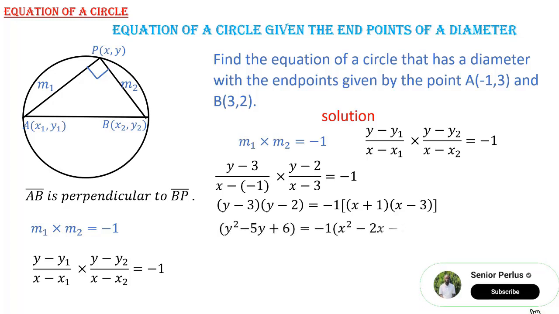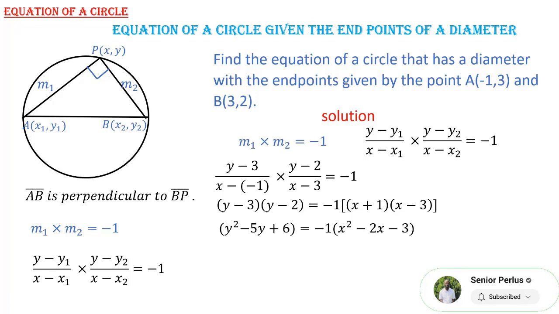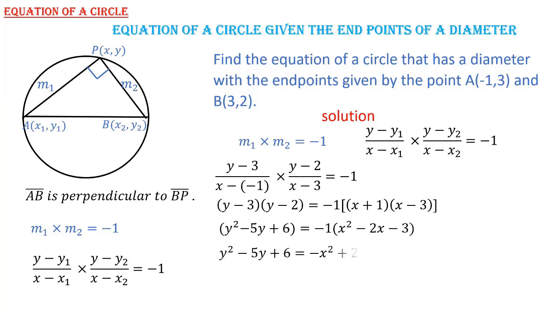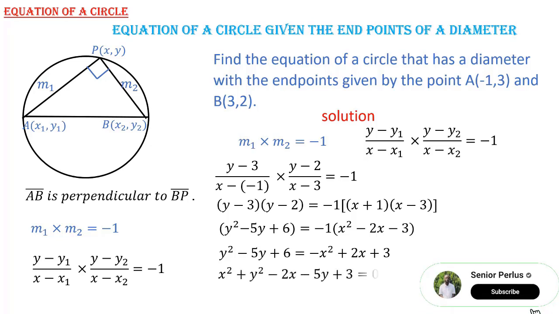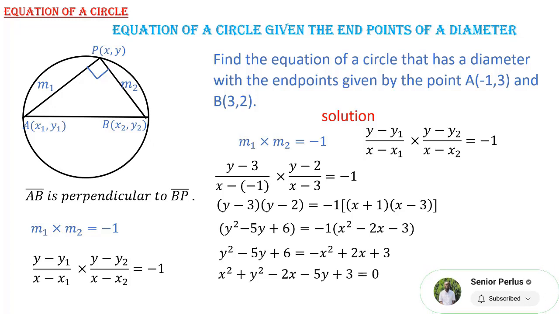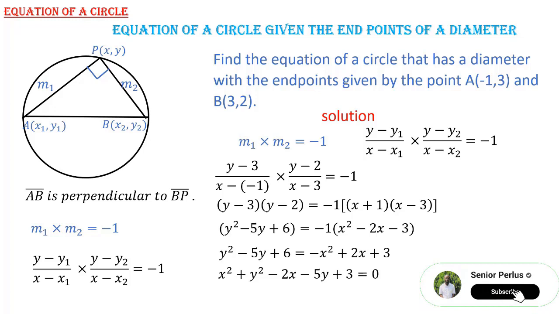Then let's solve it. Let's group like terms. Then this is our equation of a circle. That's our equation of a circle. Good. So this is how we solve for the equation of a circle given the endpoints of a diameter. If you use this formula, this is the simplest formula.